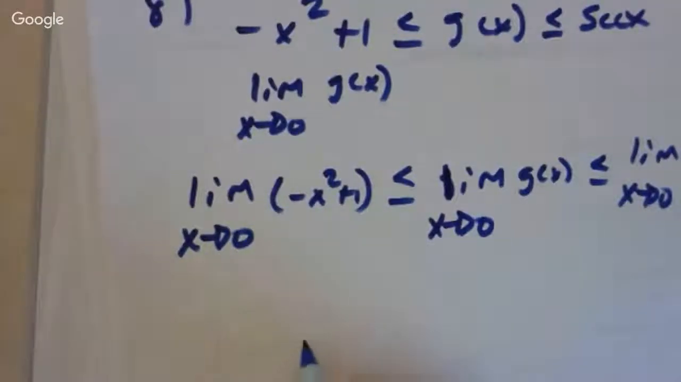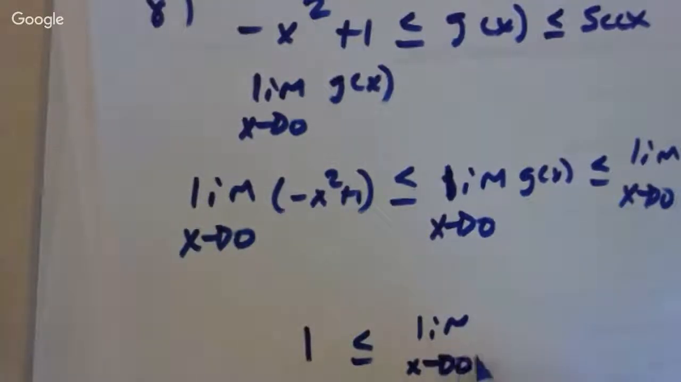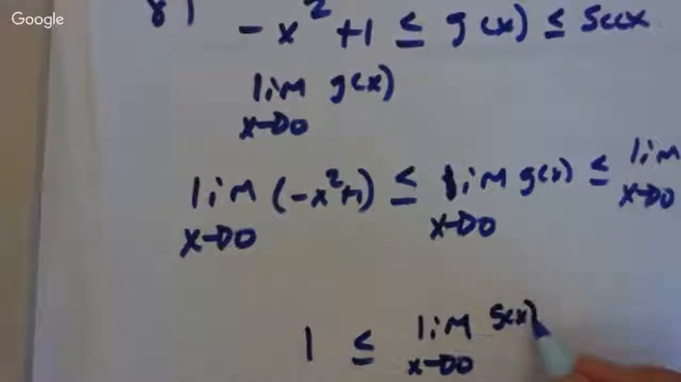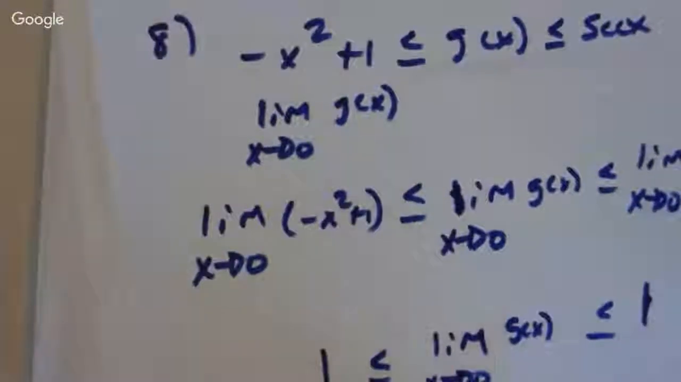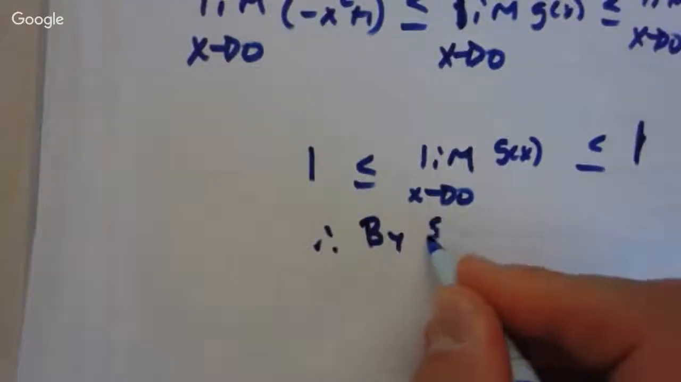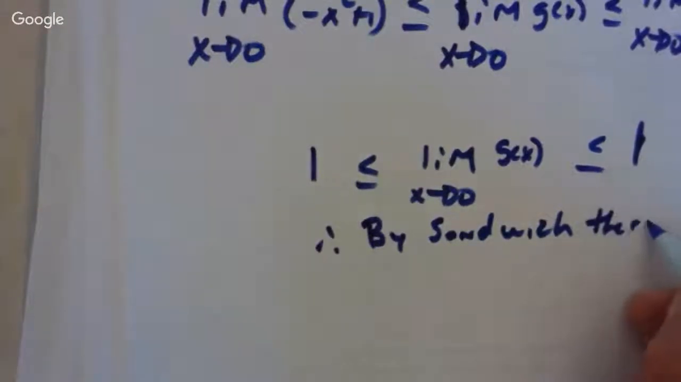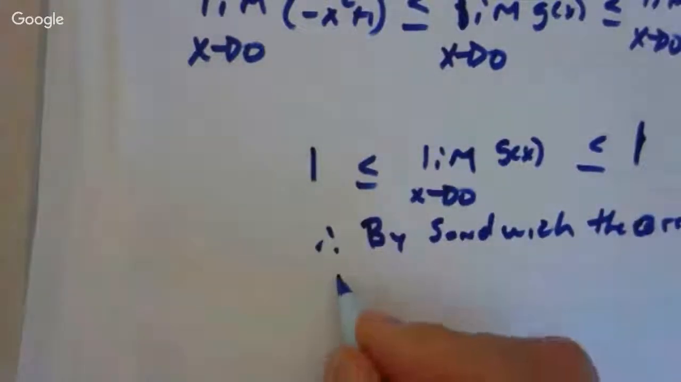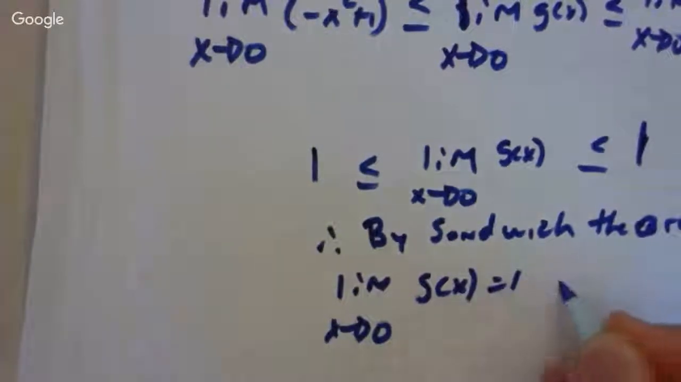What's this limit equal to? 1. So it's being squeezed or sandwiched. And what's this going to? 1. Because it's between 1 and 1, therefore by the sandwich theorem or squeeze theorem, the limit as x approaches 0 of g of x is equal to 1.